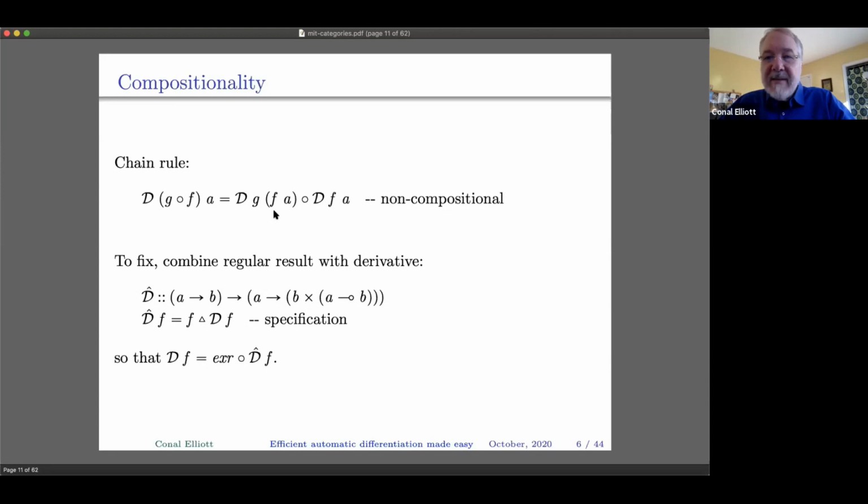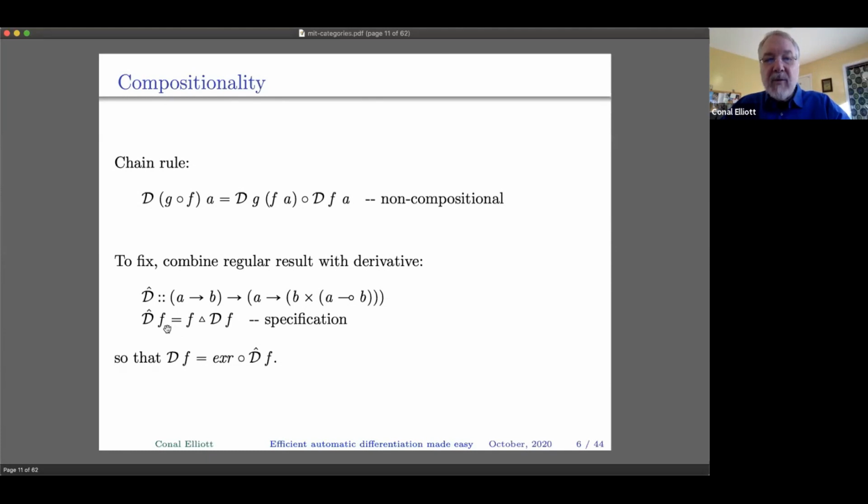It's very easy to fix this issue, which is we generalize differentiation a bit. We add a little bit to it: don't just give me the derivative, but give me the old result also. So here's an augmented function I'm going to call d hat. d hat takes a function from A to B and gives you a function from A to B, the old result, plus the derivative at that point. So it's just a slightly augmented definition.